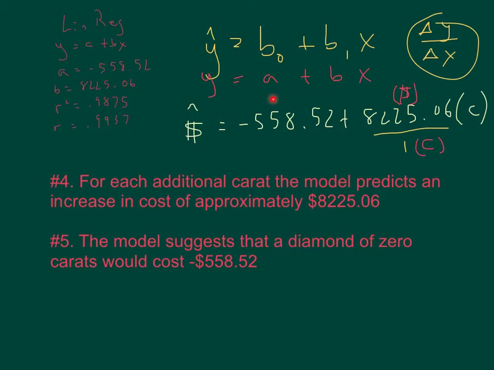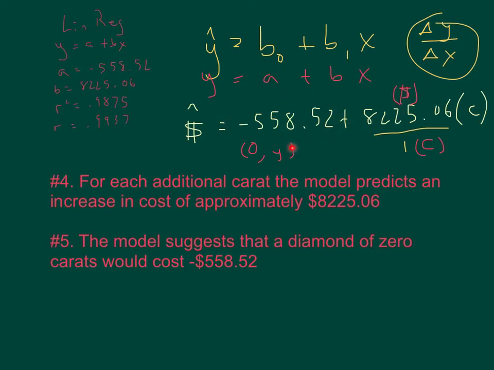For number 5, it asks us to interpret the y-intercept. Remember that the y-intercept in any model is always the value of y when x is 0. So our value of y is negative here. So we would say the model suggests, again, it's a suggestion, that a diamond of 0 carats, when x is 0, if this was 0 right here, this would all go away. The only thing that would be left, arithmetically speaking, is this number.